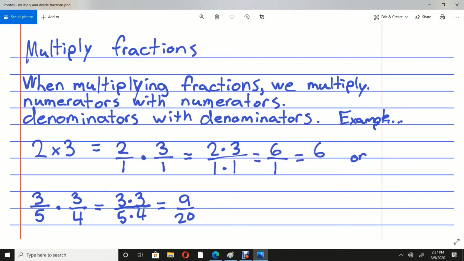Now, it looks really complicated, but remember, we start off as 2 times 3, and I bet most of y'all know what 2 times 3 is. It's 6. So I'm just demonstrating that using fractions. Now, you can have this example right here, 3 over 5 times 3 over 4. And here we're again multiplying numerators times numerators, denominators times denominators. So 3 times 3 is 9, 5 times 4 is 20. So, yeah, that's multiplying fractions. If you haven't been taught that before, there you go. That's how we do it.